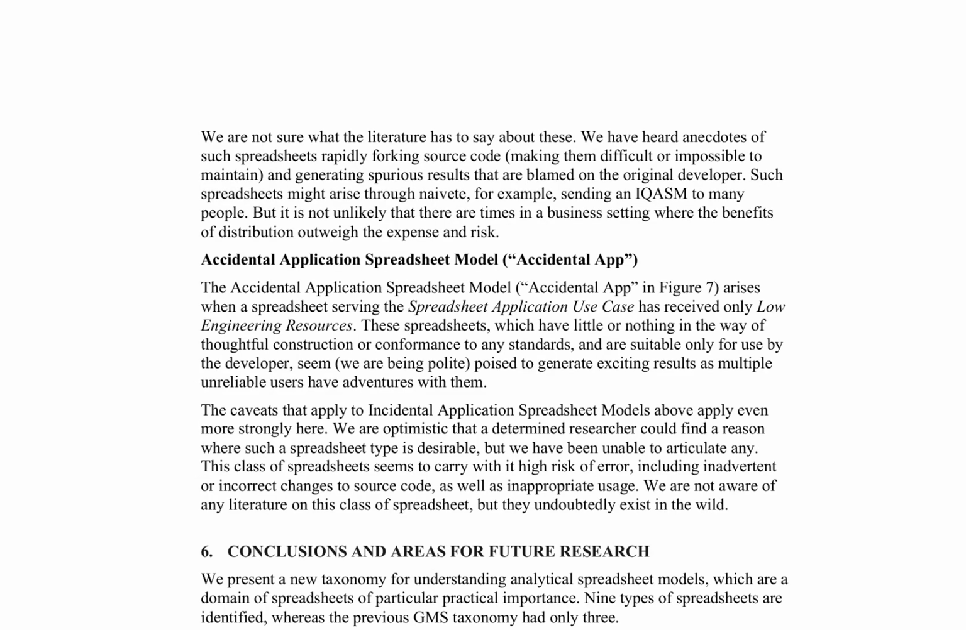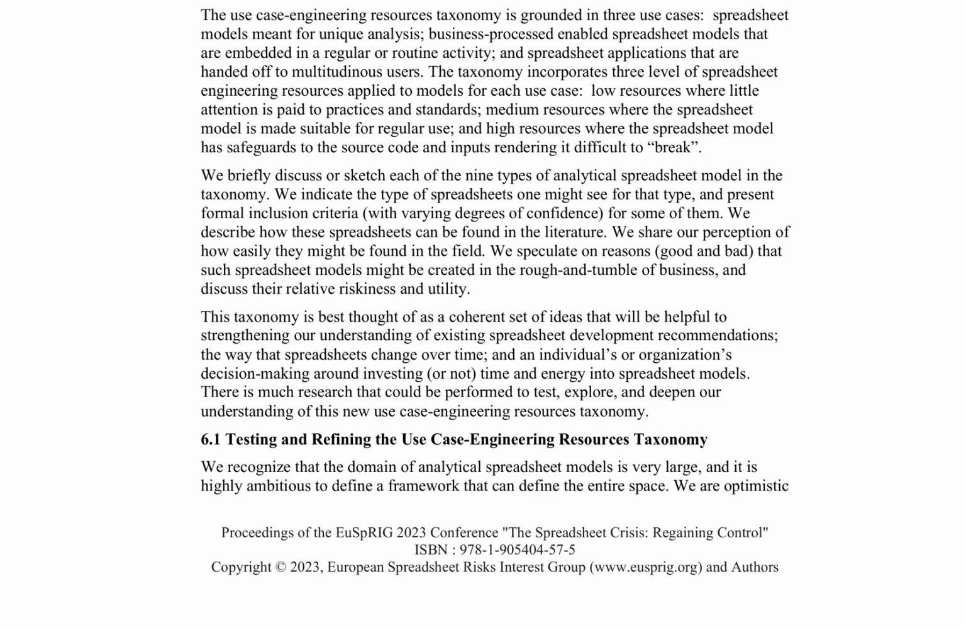The concept of the accidental application spreadsheet model, or accidental app, emerges when a spreadsheet receives low engineering resources, posing risks of generating spurious results and maintenance difficulties. Despite these risks, such spreadsheets are often used in business settings without sufficient documentation in the literature. A new taxonomy for understanding analytical spreadsheet models has been introduced, categorizing 9 types of spreadsheets based on use cases and engineering resources. This taxonomy aims to enhance our understanding of spreadsheet development recommendations and decision-making regarding spreadsheet models.